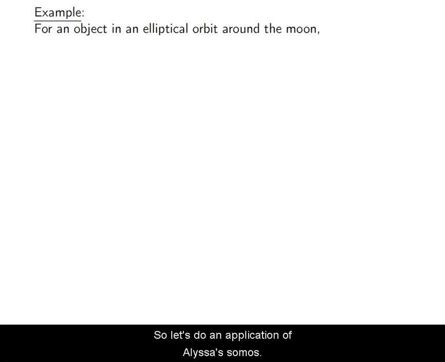So let's do an application of ellipses. Most orbits in space are elliptical in nature, right? The moon has an elliptical orbit around the Earth. Satellites have elliptical orbits around the Earth. The Earth has an elliptical orbit around the sun. All the other planets have elliptical orbits around the sun. Ellipses are everywhere, okay? Not just in space, right? Obviously, you guys are kind of seeing a pattern here.